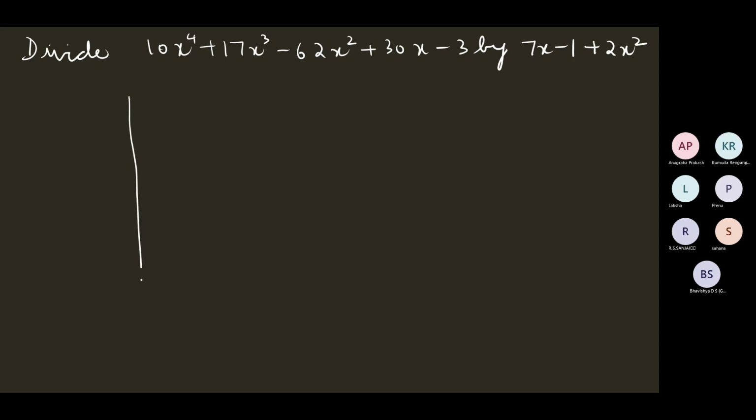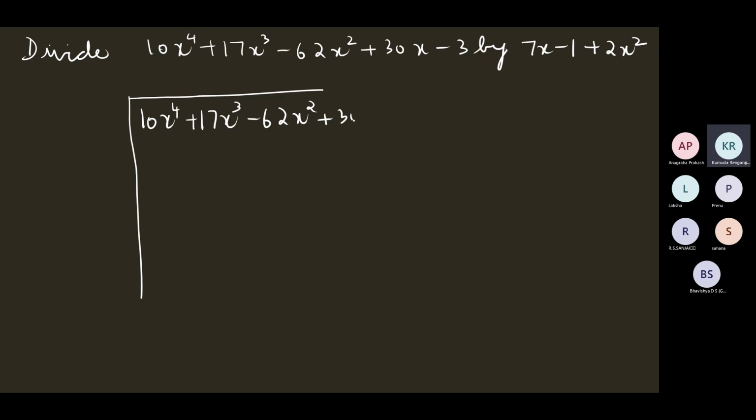So see here. Write out the dividend here. 10x to the power 4. After x to the power 4 is x to the power 3, then x to the power 2, then x term, and then the constant. It should be in this order. The terms in the dividend should be arranged in the descending order of their powers, big to small. You can see x power 4, x power 3, then x squared, x and the constant.